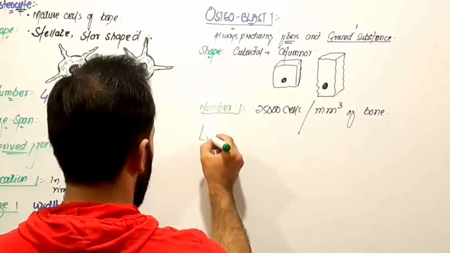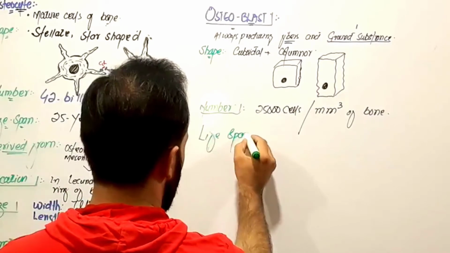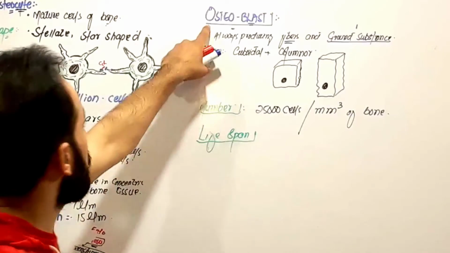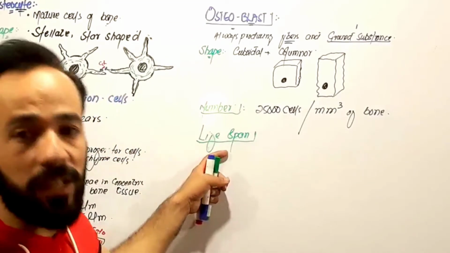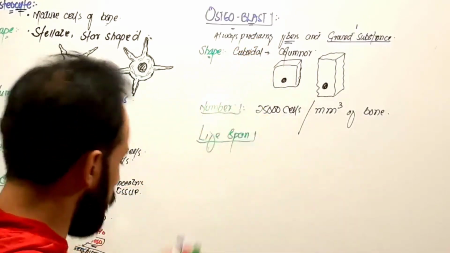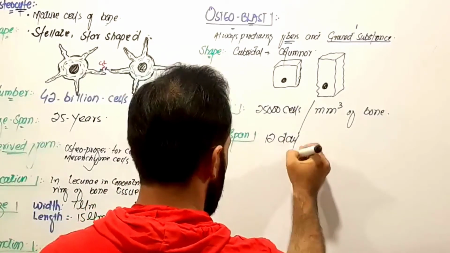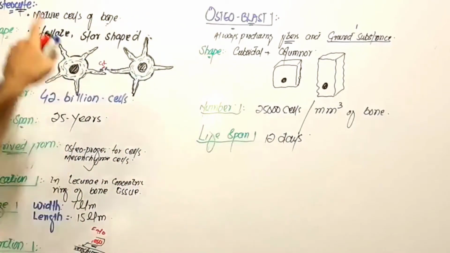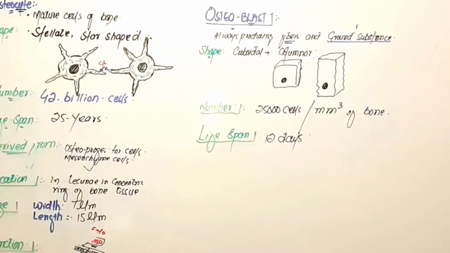Then what is their lifespan, right? For how many days are these cells working, and then they don't die, they become osteocytes. So after how many days do they lose the capability of producing all these fibers and ground substance? This is the other definition for this. So their lifespan is about 12 days, friends. After 12 days, these osteoblasts will be converted to osteocytes and new osteoblasts will be formed, right?